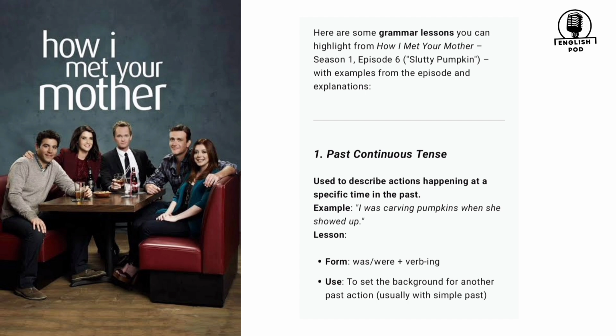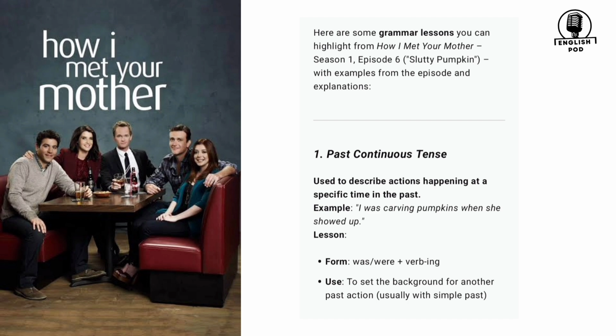That's a perfect example. That "was carving." It's not just stating a fact, it's painting a picture of Ted in the middle of this activity and then boom, Slutty Pumpkin arrives. Right, it's like we can almost see him there with the pumpkin, all the tools around him. And it creates a sense of anticipation too, like we're waiting for her to show up. And the past continuous helps build that up. That's cool. It adds so much to a simple sentence.